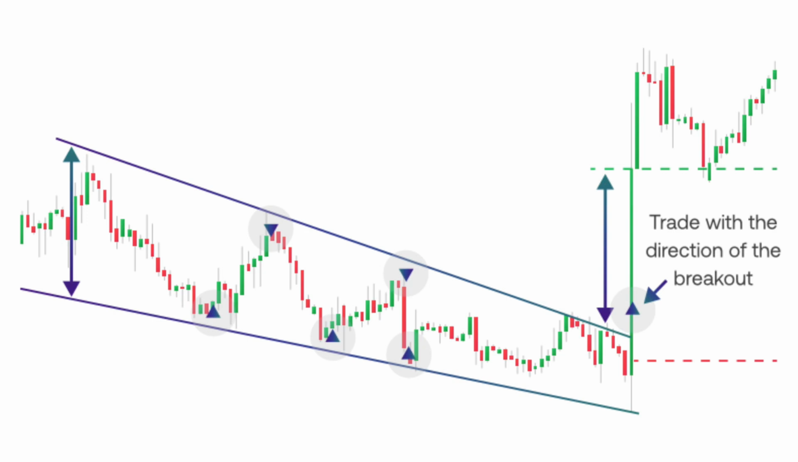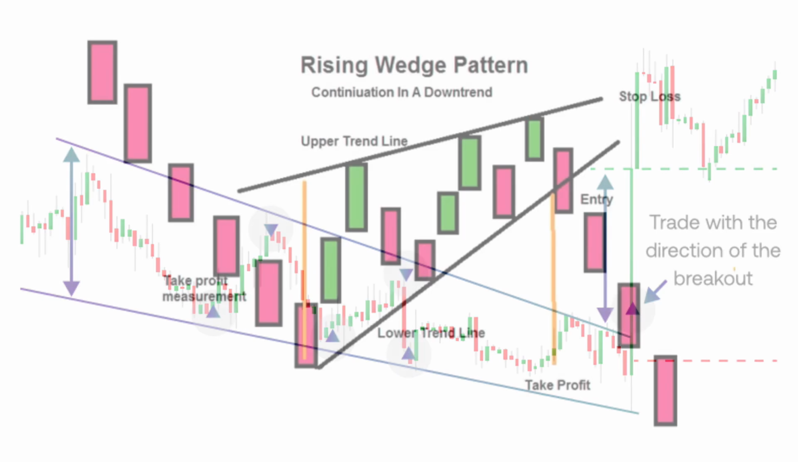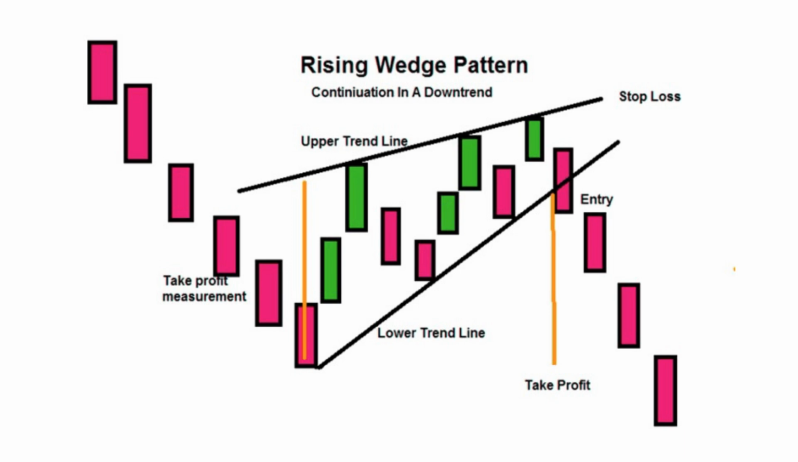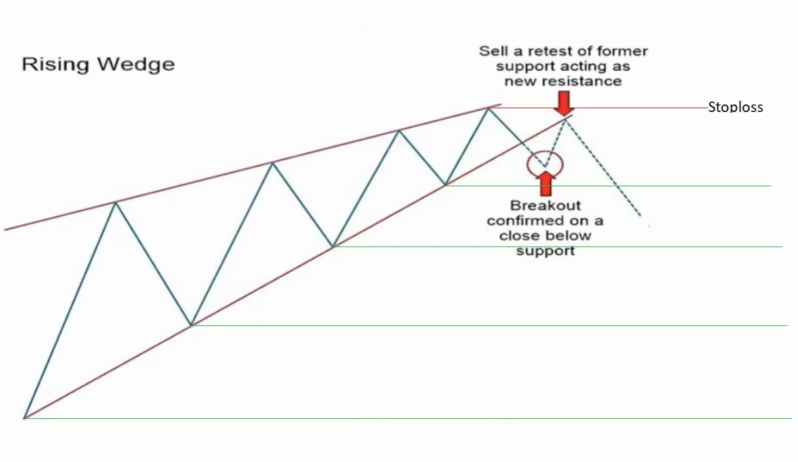A wedge pattern is a price structure where the market moves within two converging trend lines, forming a narrowing range. Unlike channels or triangles, wedges often appear when momentum is fading and the market is preparing for a sharp move. Besides that, there are two main types: the rising wedge, which often signals bearish pressure, and the falling wedge, which usually hints at bullish potential. However, the key word here is often, not always.